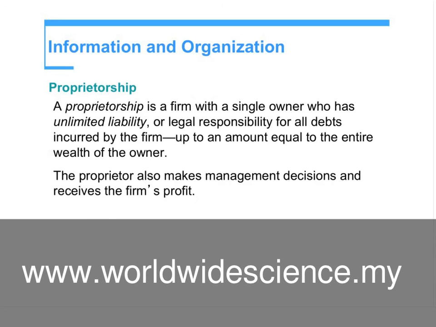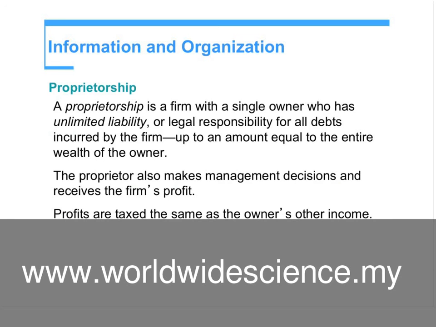So if they owe money and the company itself is not enough, they take their own wealth and whatever they have. Let's say if they have a house or whatever, if they owe, they can go and get the house. So the proprietorship also makes management decisions and receives the firm's profit. And profits are taxed the same as the owner's other income. So they are considered as another source of income.